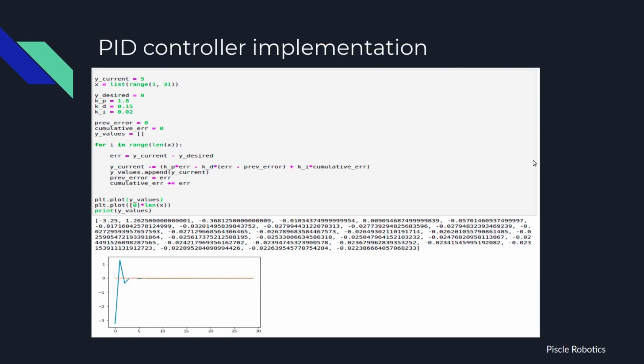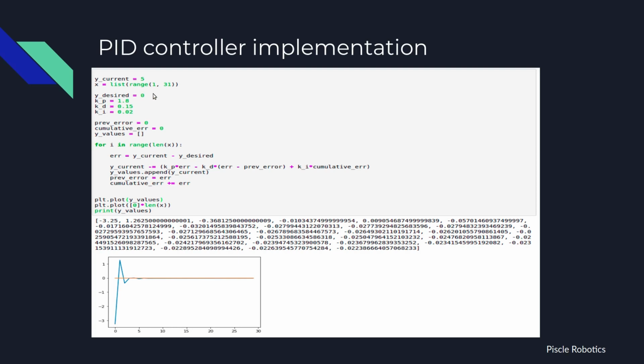Let's take a look at the implementation of the PID controller in Python. It's a very similar example to the ones that have been discussed before. We take the current position of y equal to 5 and compare that with the x values. x goes from 1 to 30, and we'll see how quickly the system goes from the current value to the desired value.